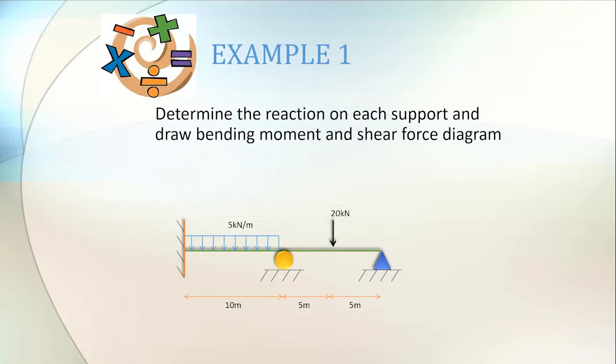We look at example number 1. Determine the reaction on each support and draw bending moment and shear force diagram, which means that you have to calculate up until reaction and draw the SFD and BMD.